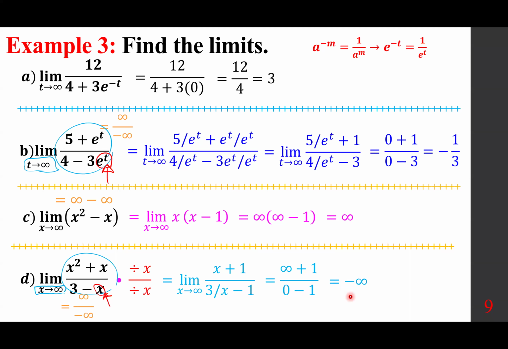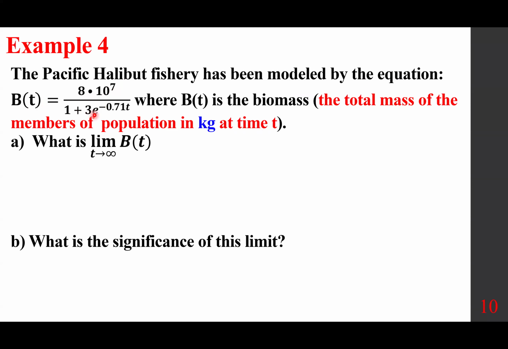Example 4. The Pacific halibut fishery has been modeled by the equation B of t equals 8 times 10 to the power of 7 over 1 plus 3 e to the power of negative 0.71 t, where B of t is the biomass, the total mass of the members of the population in kilograms at time t. Part A, what is the limit of B of t as t approaches infinity? Part B, what is the significance of this limit?